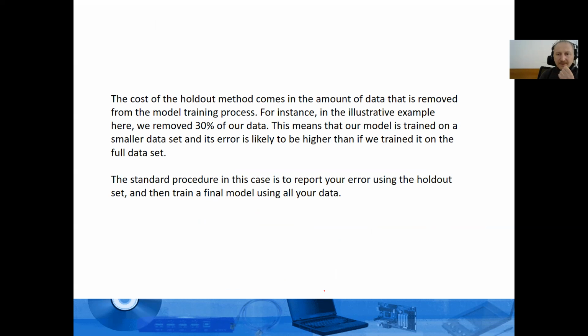Yes, we talked about this one. The holdout method has some cost. Yes, what is the cost of it? You should divide your data into two parts. If you have quite a big amount of data, it is not a problem to divide your data into two parts.